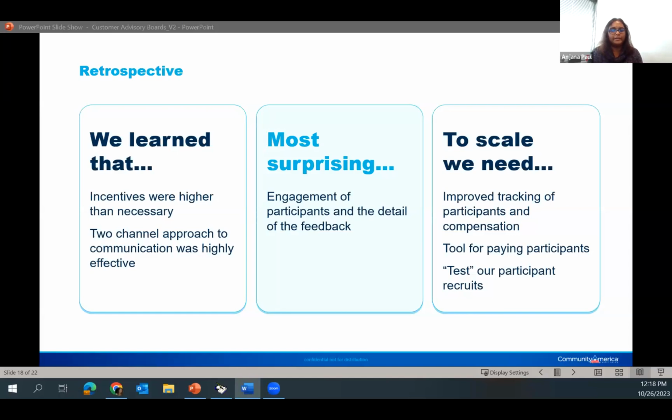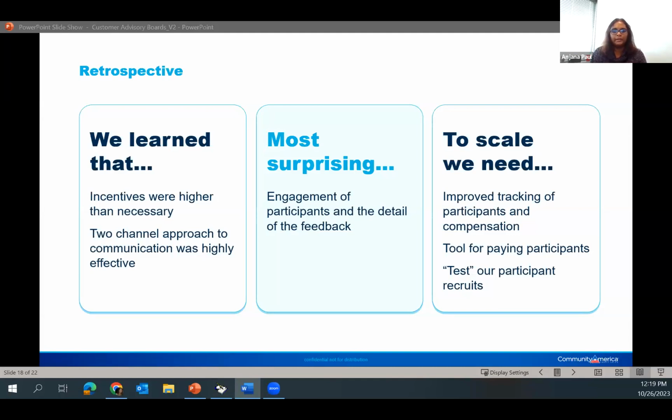Looking back on the experience of setting up and utilizing this customer advisory board, the 2 things that we learned the most were about incentives and communication. We probably paid out higher incentives than were necessary for each of these activities. We ranged between $10 and $15, whereas I think we could have gotten away with paying $5 for each of these activities. And we learned that using a 2-channel approach of communication was highly effective.